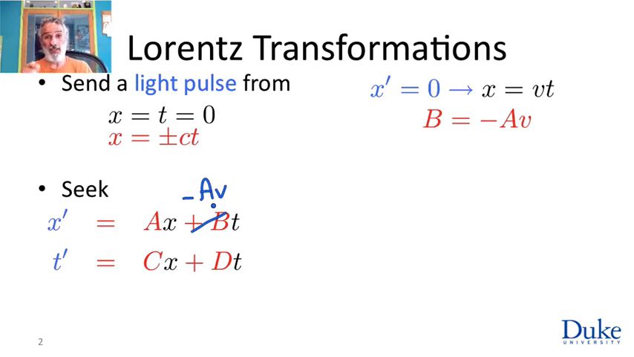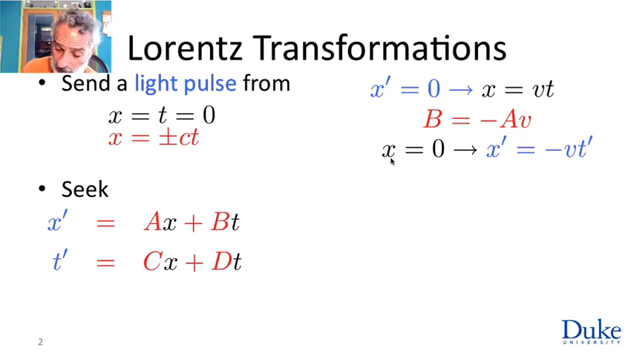Okay, what else do we know? Well, there's this relativity story. If the observer in black sees the observer in blue moving with speed v, then of course the observer in blue must see the observer in black moving with speed negative v. In other words, if you look at the position x equal to 0, then that moves relative to the blue system with a velocity negative v. So let's plug that into our equations and see what it tells us. When x is equal to 0, I find that x prime is equal to b times t, and t prime is equal to d times t.